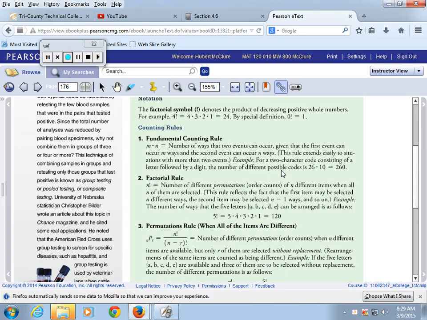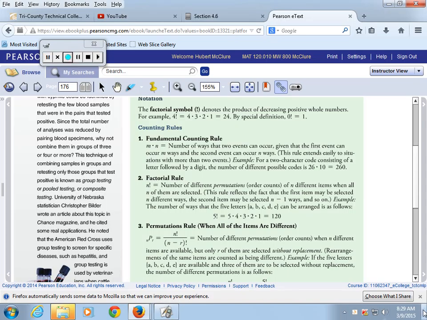Factorial rule is the number of ways the 5-letter can be arranged as follows. Okay, 5 letters, not repeating or repetitive. All right, it would be 5 times 4 times 3 times 2 times 1. All right, so that's those 2 rules right there.